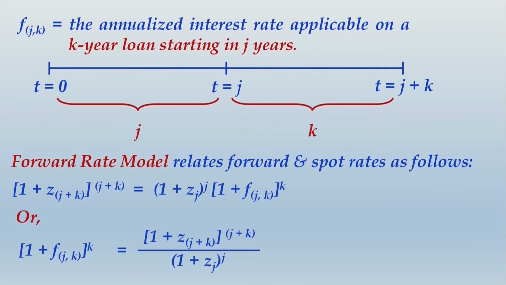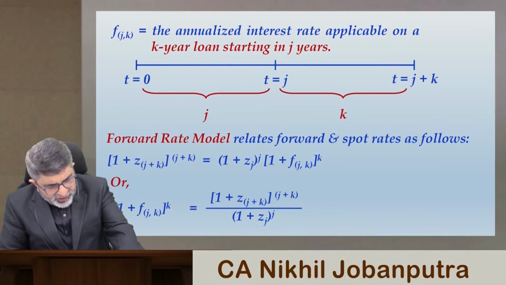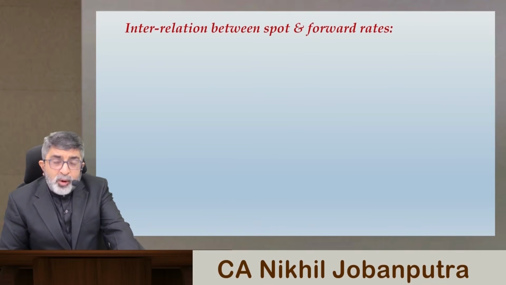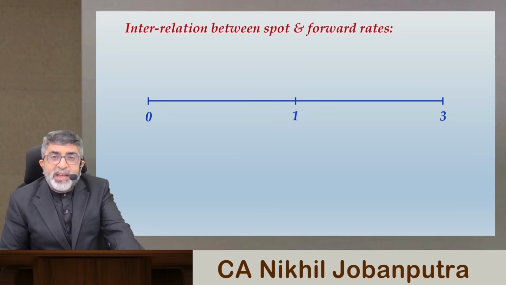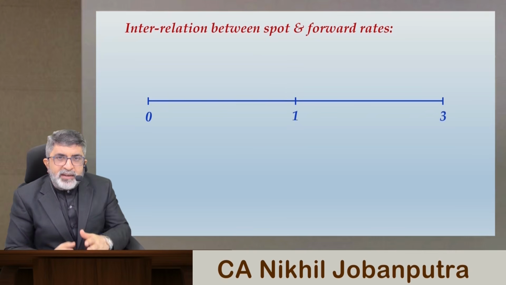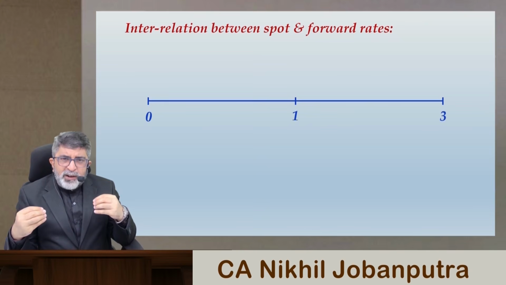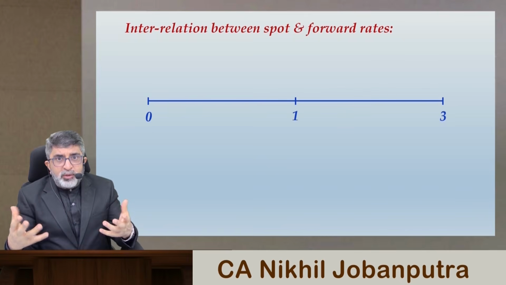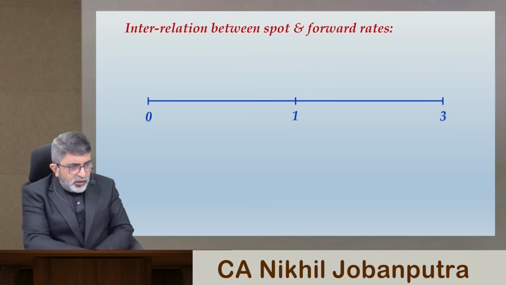Alright friends, once you have completed writing this whole thing, now let me take yet another example to clarify this point. We are still talking about the interrelationship between the spot rates and forward rates. So it is a timeline where I have taken 0, 1 and 3. Now before I even take you ahead, you yourself try to visualize what we are trying to achieve.